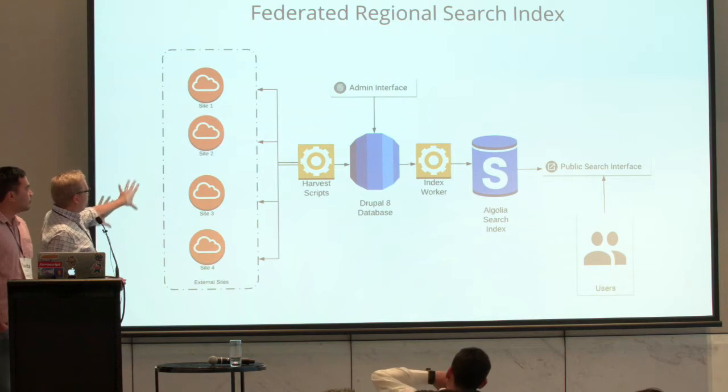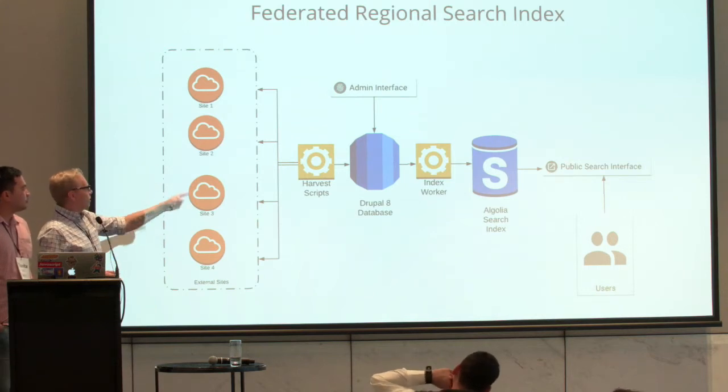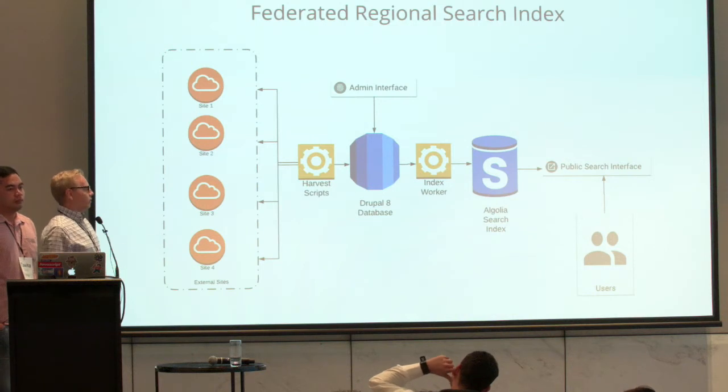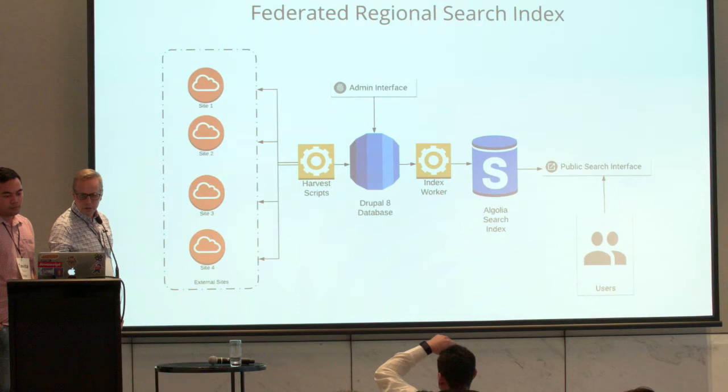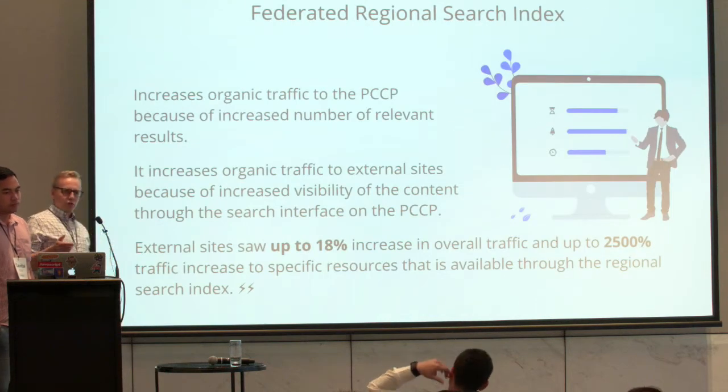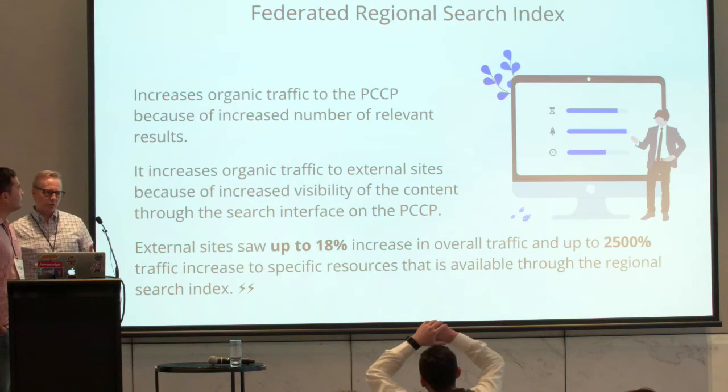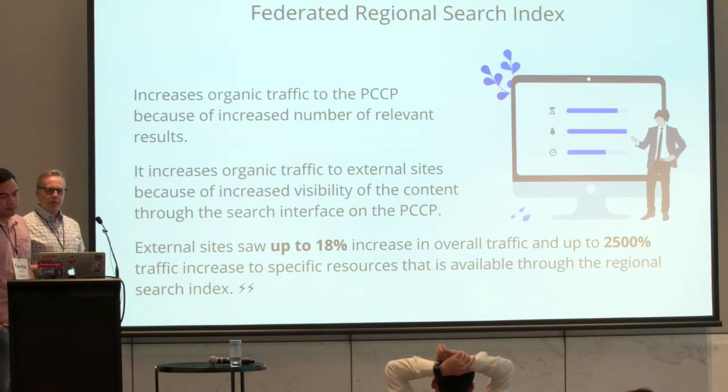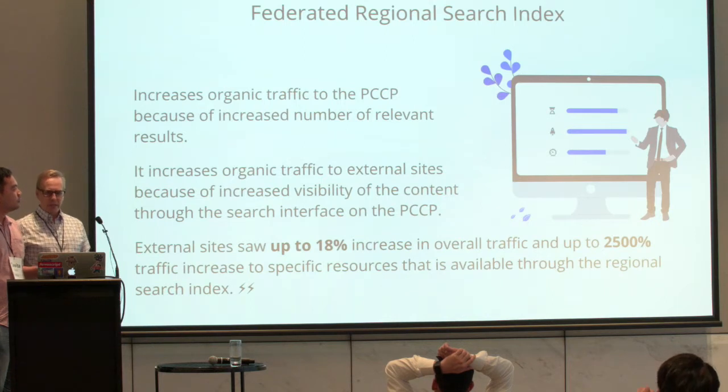So you have the harvester worker that gets all the data into Drupal 8, and then the indexing pushes it to the Algolia search index, and that's what's powering the public search interface that users hit. What we saw after we implemented the search index and got all these extra documents into the PCCP was that it increased the organic traffic to the PCCP because we have more relevant content. Some of the sites we were indexing saw up to an 18% increase in overall traffic to their site just because of the additional discoverability the search index had, and as much as thousands of percent increase on specific items just because they were featured.